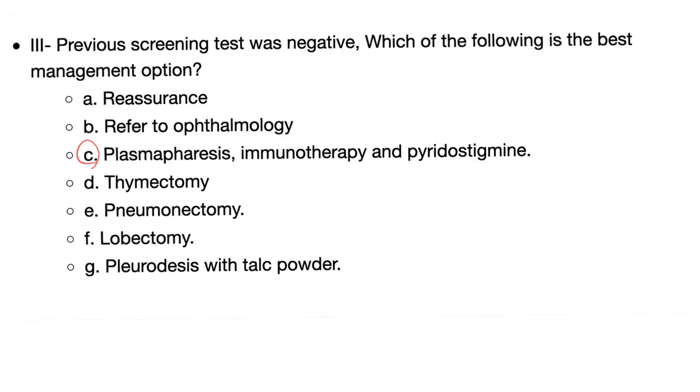Plasmapheresis, immunotherapy, and pyridostigmine. Pyridostigmine is an acetylcholinesterase inhibitor. Plasmapheresis tries to dilute or mitigate the effect of the antibodies. You give him new plasma that doesn't contain the anti-voltage-gated calcium channel antibodies.